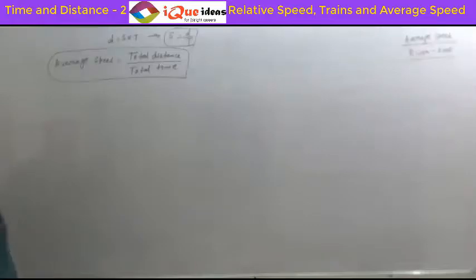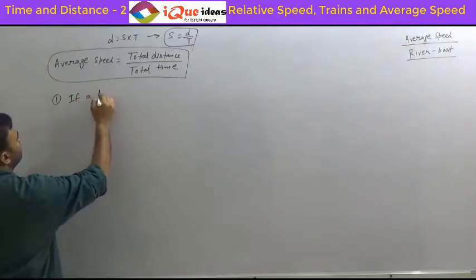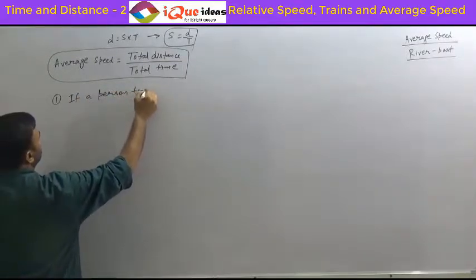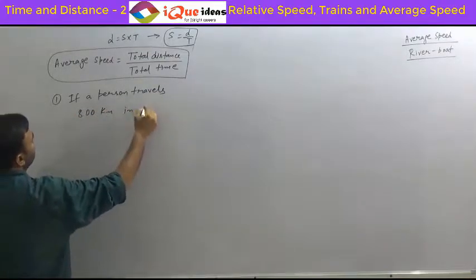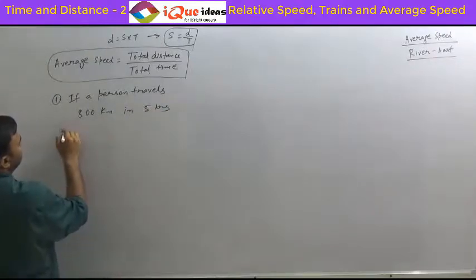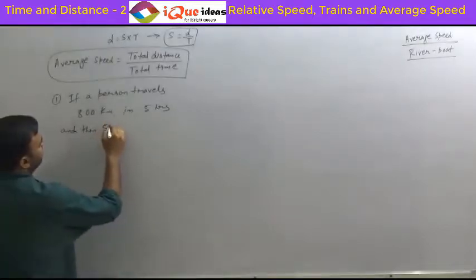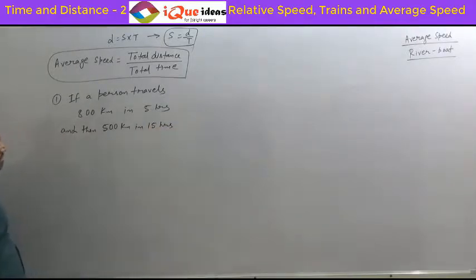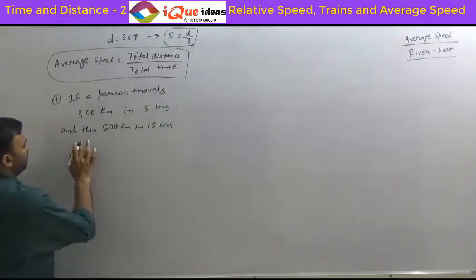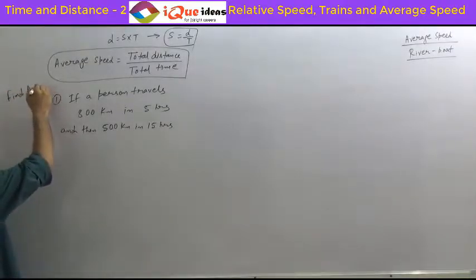Now let's take some situations. In the first case, let's say a person travels 800 kilometers in 5 hours, and then an additional 500 kilometers in 15 hours. This is the simplest situation. I'll write the heading as find average speed. Okay.